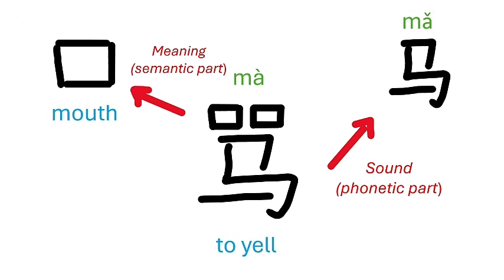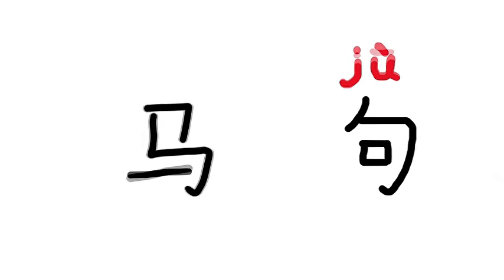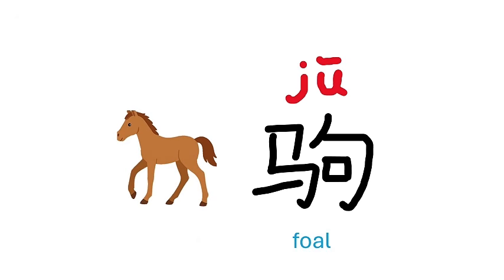In the next two examples, I'm going to show you the same character ma acting as the semantic part. Again, this is ma, the character for horse. On the right, we have the character ju. I won't tell you its meaning, because in the new character, the meaning of ju does not matter. Now watch what happens when they come together to form a new character. What does this new character mean? It means foal, a young horse. It's read as ju, taking the sound from the right-hand character.